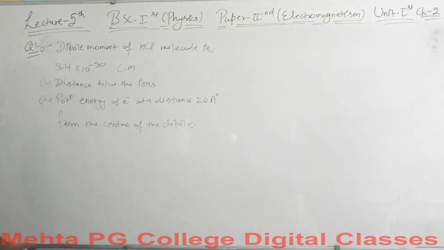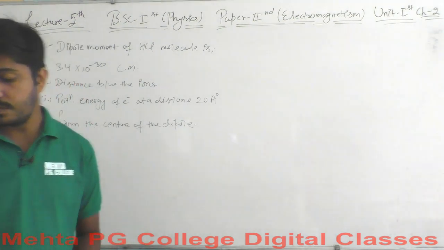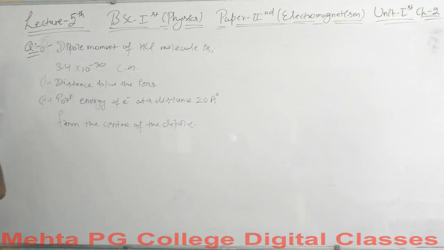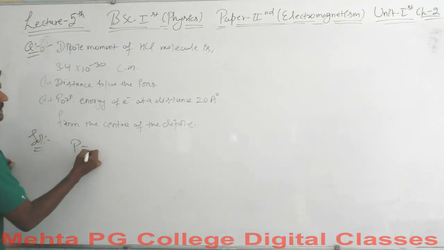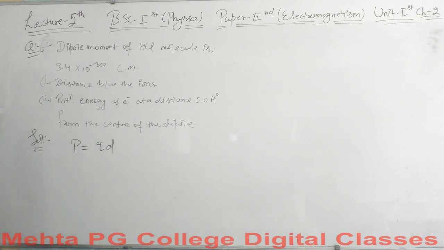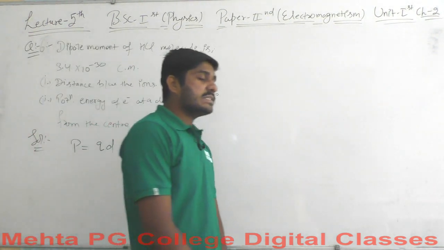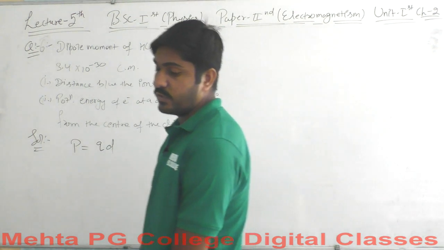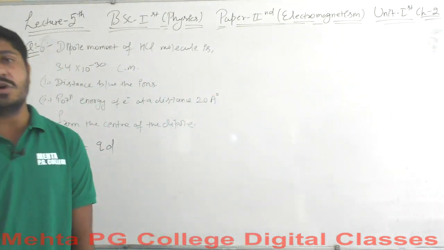From the center of the dipole. So let's find out. Begin with the solution here. If you remember, the dipole moment is equal to charge times the distance between the ions. The thing given is the charge, because the charge is in electronic form. So Q will equal 1.6 into 10 to the power minus 19 coulomb here.